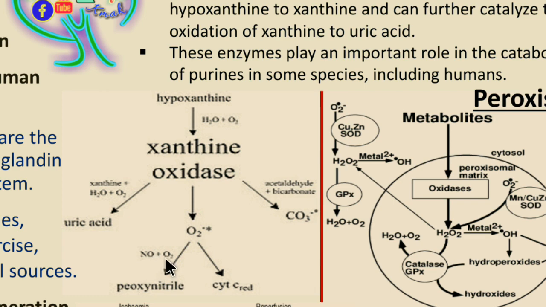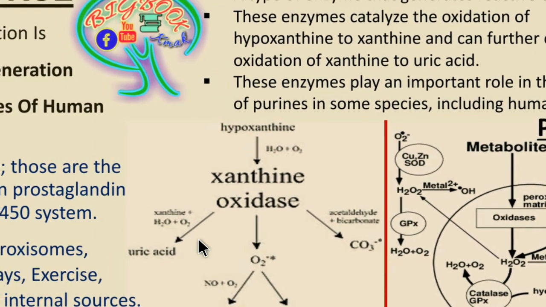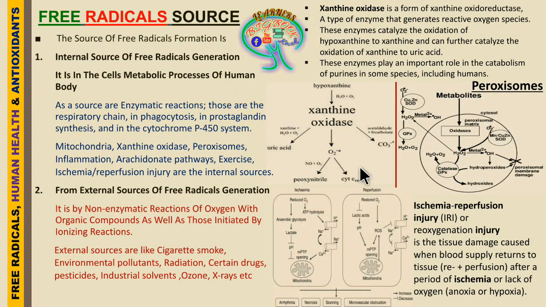peroxynitrate, NO plus O2, where there will be the effect on the cytochrome C reductase. Here there will be the effect on formation of the NO plus O2. So out of this whole reaction, you have come to know that there will be the generation of free radicals as the byproduct within these metabolic cycles.